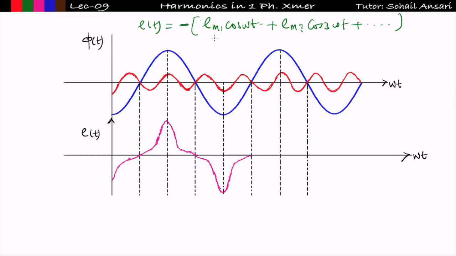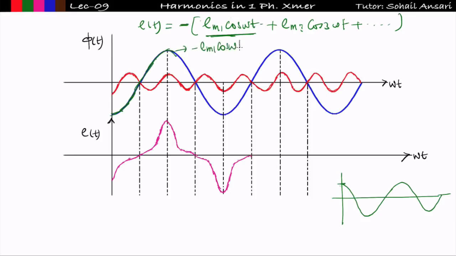So first make the minus EM1 cos omega t. How will the waveform of cos omega t look? The waveform of cos omega t will look something like this. If I reverse this waveform along the x-axis, I will get minus EM1 cos omega t. So minus EM1 cos omega t will look something like this, as shown with the blue pen. This is the waveform of minus EM1 cos omega t.